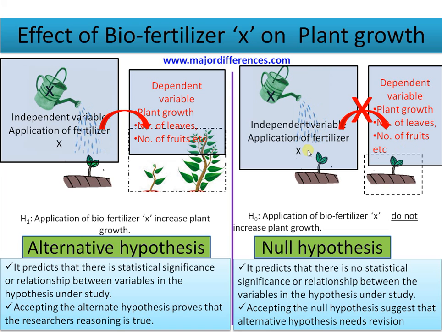Therefore, at the end of an experiment, we will either accept alternative hypothesis or accept null hypothesis. So accepting null hypothesis doesn't mean that the scientific experiment is a failure. That actually suggests the refinement of alternative hypothesis: modify the alternative hypothesis to get a better answer for the question asked, or to get a better solution for the problem.